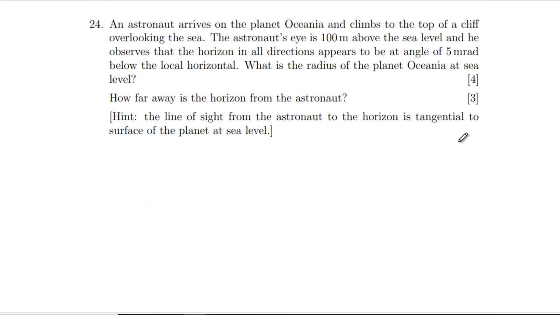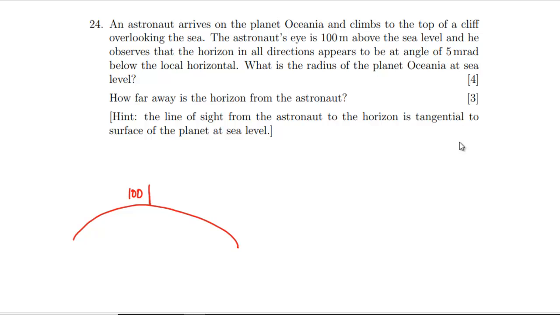Astronaut arrives on planet Oceania, climbs to the top of the cliff overlooking the sea. Astronaut's eye is 100 meters above the sea level. He observes the horizon in all directions at an angle. Right, okay, so we've got some planet. This guy is standing 100 meters up.